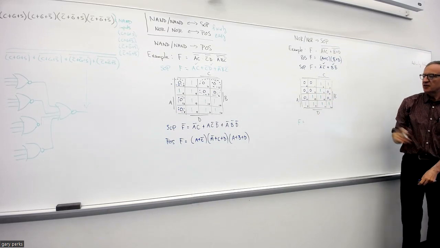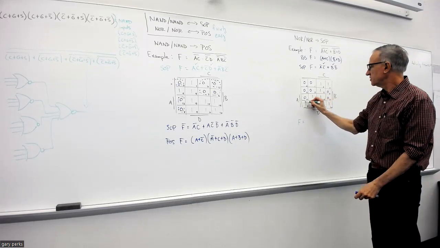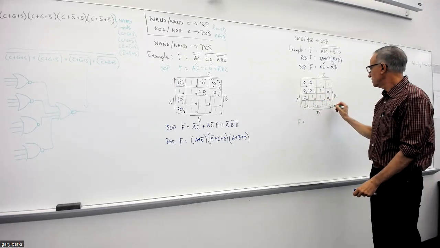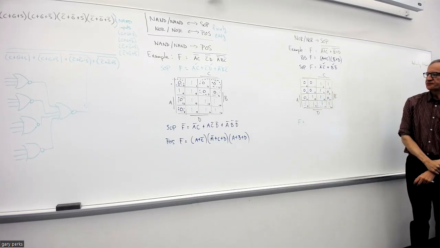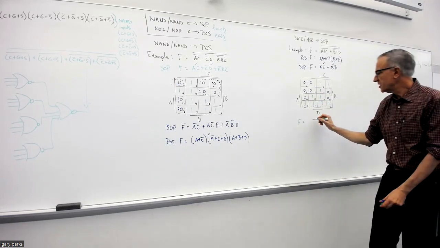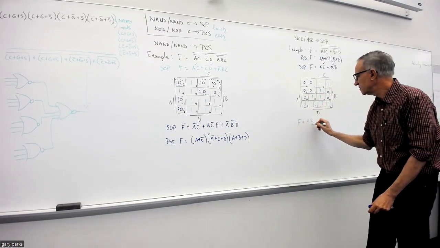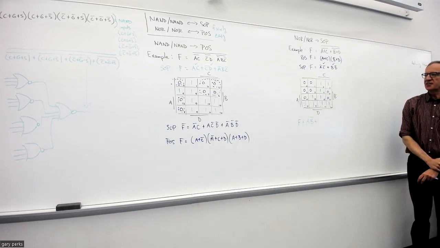No. Okay, we can do the bottom row. The group of four. So what term is the bottom row gonna give us? A not B. Everybody agree? A not B? Okay, what else do we have here?